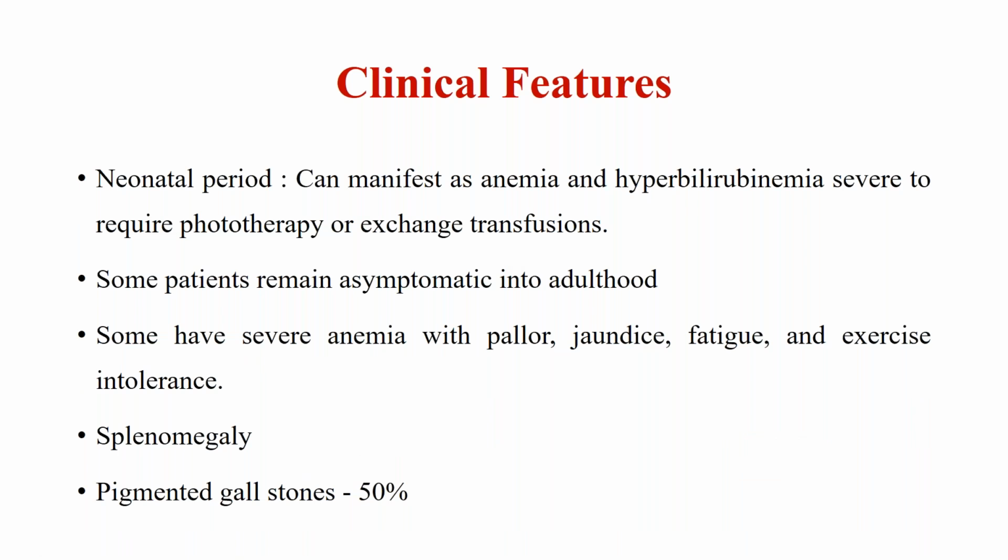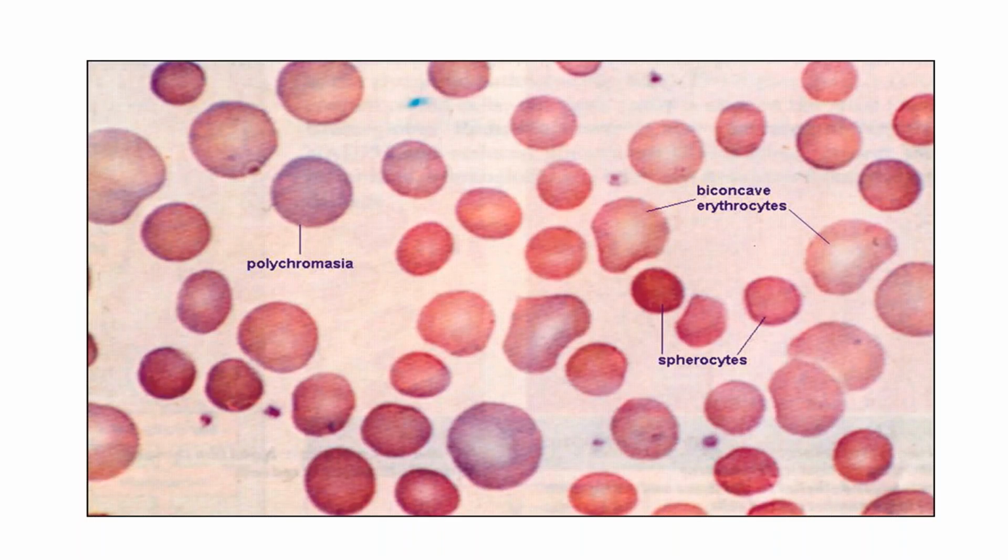Clinical features are that these children can present with prolonged jaundice during the first month of life, which might require phototherapy or exchange transfusions. And later on in age, they can present with anemia, pallor, jaundice, splenomegaly, gallstones. So this is the normal biconcave shape which you can see, and these are the spherical RBCs which you can see.